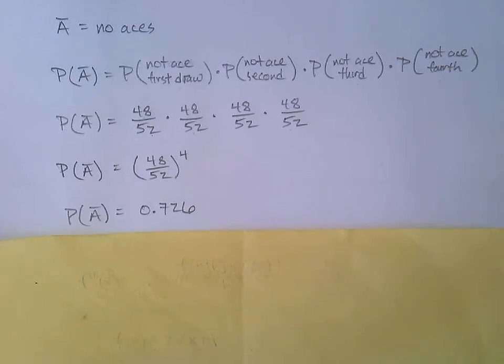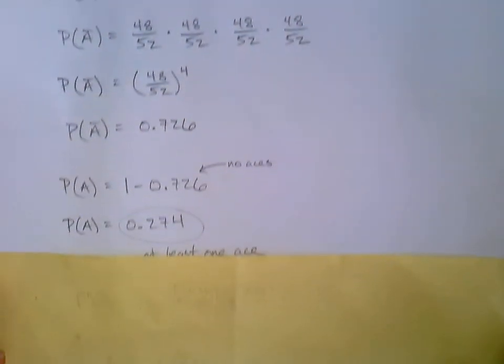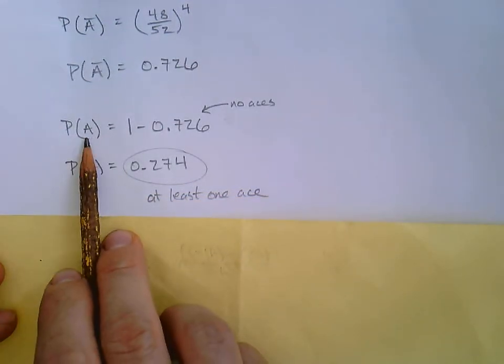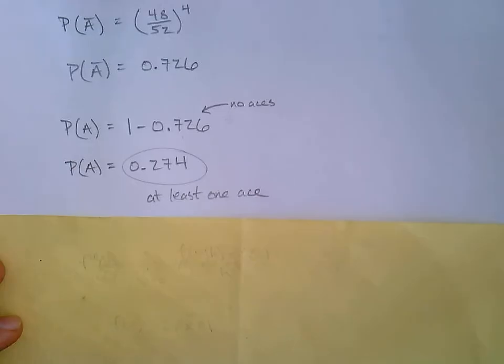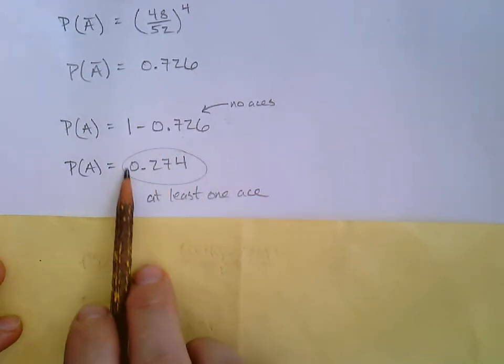But wait, we're not done. That is the probability that none were aces. So now here's where the formula comes in. I'll just show you all of my work from here. The probability of A, which is what we're after, is 1 minus that. 1 minus 0.726 is 0.274. And there's our answer right there.